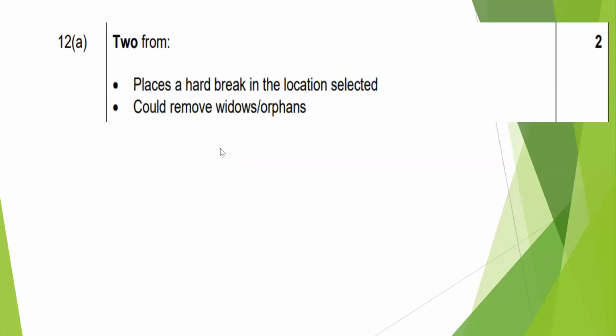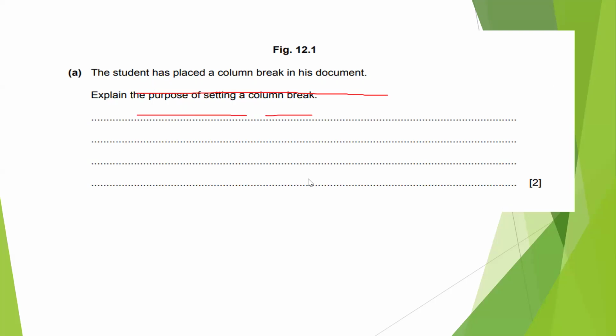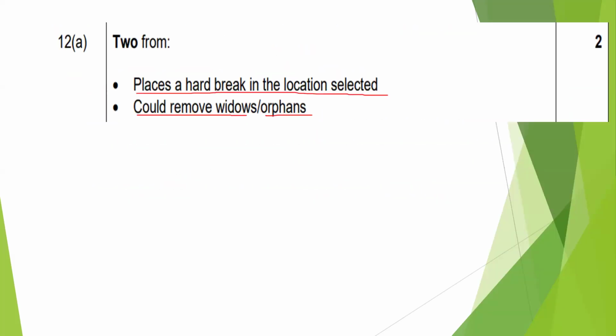Maybe to maintain the line spacing between the paragraphs, or it says maybe make the paragraph fit in the whole window. Here you can see it places a hard break in the location selected. It could remove widows or orphans. So basically you can use your space in a better way, and text readability increases.